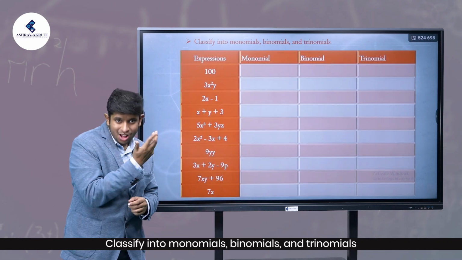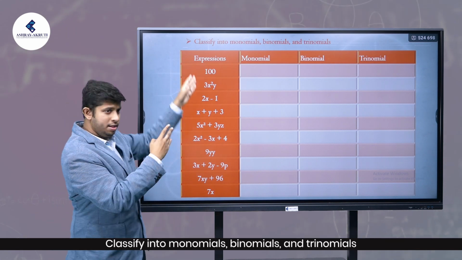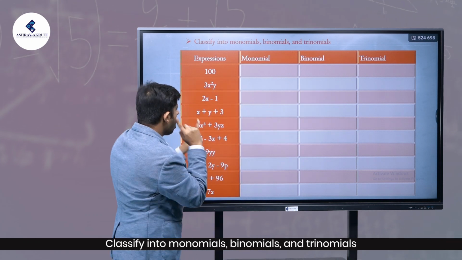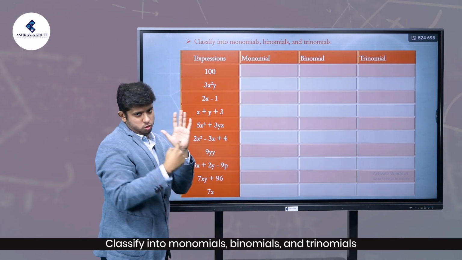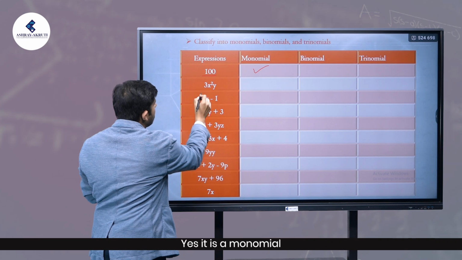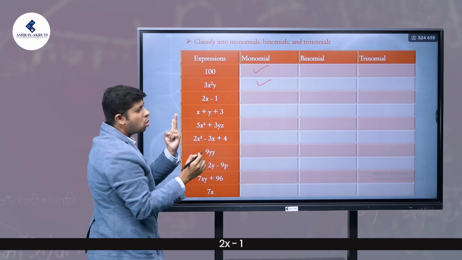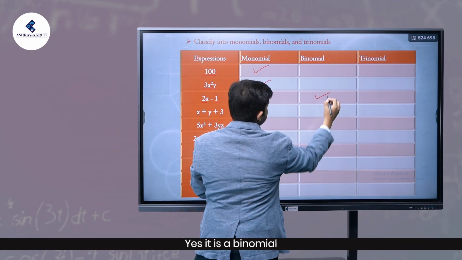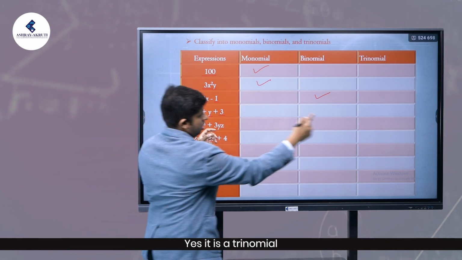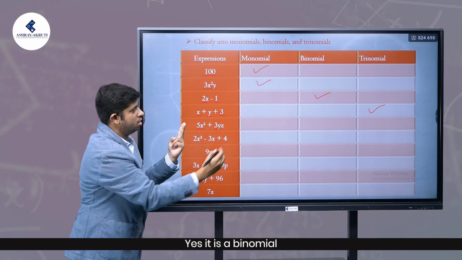Classify into monomials, binomials and trinomials. The expressions are 100. Yes, it is a monomial. Second one, 3x square y. Yes, it is a monomial. 2x minus 1. Yes, it is a binomial. X plus y plus 3. Yes, it is a trinomial. 5x square plus 3yz. Yes, it is a binomial.